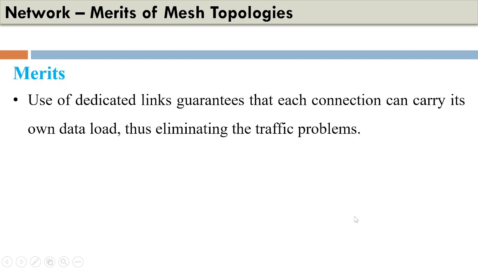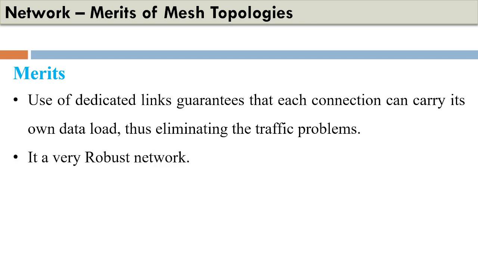Now, what are the merits of this type of topology? The dedicated links obviously guarantee that each connection carries its own load, thus eliminating traffic problems. Here each and every node is dedicatedly connected in a point-to-point manner. So if a node A wants to talk to B, it talks to B only using their own channel. If A needs to talk to C, then A and C use their own channel. So here we can say that the data load and traffic congestion problems are eliminated.